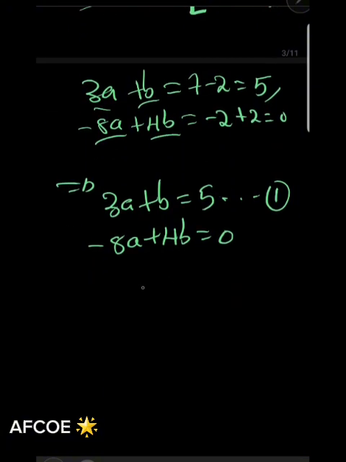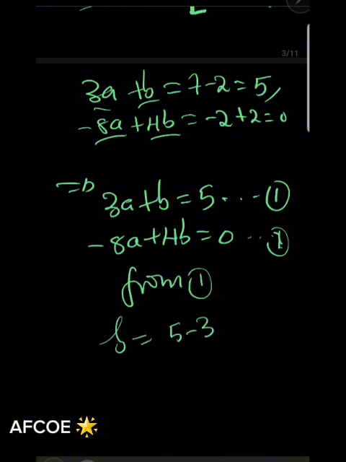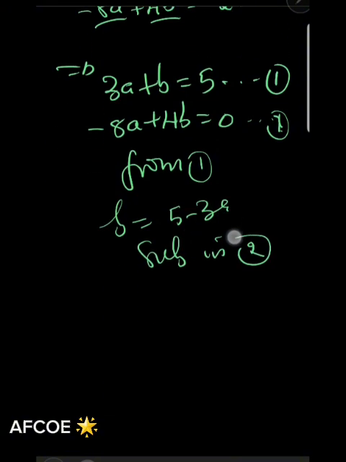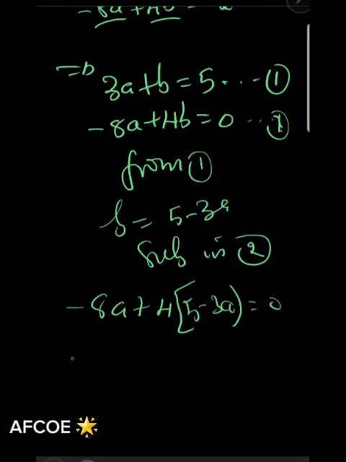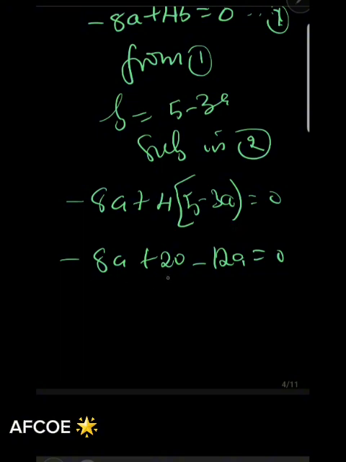So now I can say that from equation 1, this is equation 2 by the way. From equation 1 again, I see that b is simply 5 minus 3a, and I just come and substitute here in equation 2. Negative 8a plus 4 into your b, which is 5 minus 3a, and all of that equals 0. And I got negative 8a plus 4 times 5 is 20 minus 12a equals 0. That is 3 times 4 is 12, but negative is hanging. So I got now negative 8a minus 12a. I get negative 20a equals negative 20.